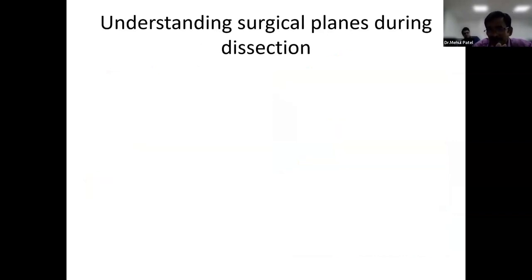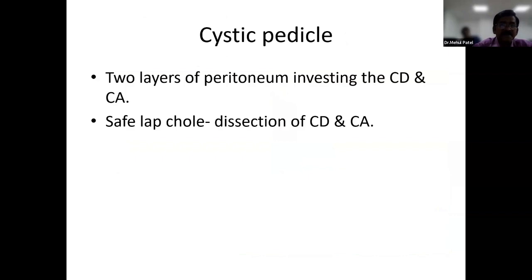Next, it is important to know there are some surgical planes of dissection where we are doing lap cholecystectomy. Cystic pedicle. Cystic pedicle is the structures which are exiting from the gallbladder and entering it. These are the cystic duct and the cystic artery. And they are lined by two layers of peritoneum reflecting from the lesser omentum. So cystic pedicle is the target area for our dissection.